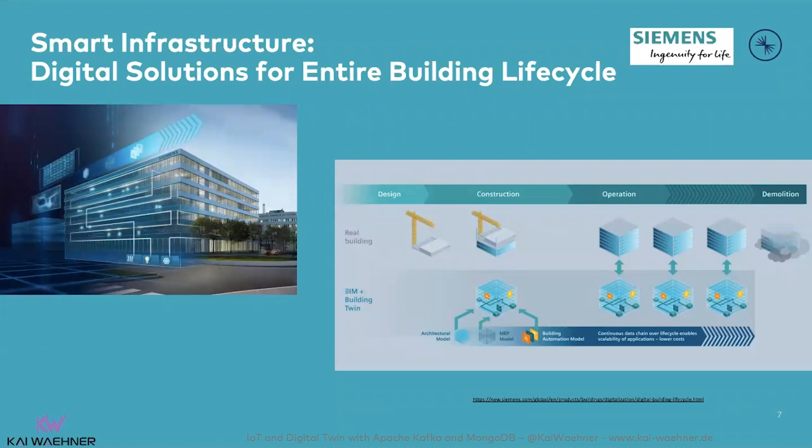So this is a smart infrastructure from Siemens, where they build digital solutions for the entire building lifecycle. In their marketing terms, they call it a building twin, for example. And I think you get the idea. You want to really track the whole building all the time, from the design over construction and operations, but also up to demolition at the end. And you have all this data to monitor it, to plan it, to simulate, and to make the best decisions for the real physical building.